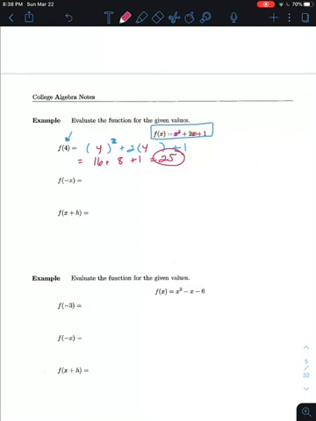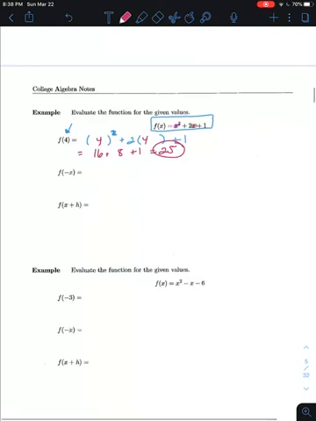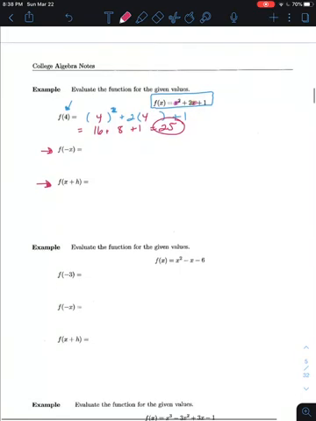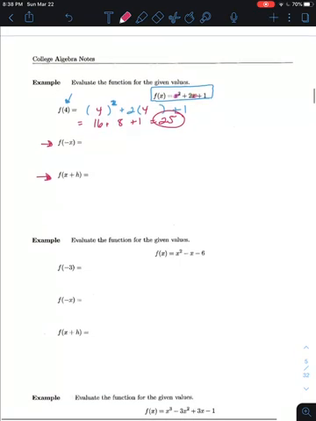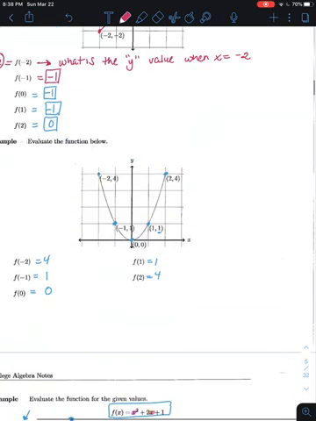Now I'm going to do the examples where they only ask you to find f of a number. The next examples have f of negative x and f of x plus h. We will do those, but I want to show you how you can use Desmos to help you. So let's look at this example here.